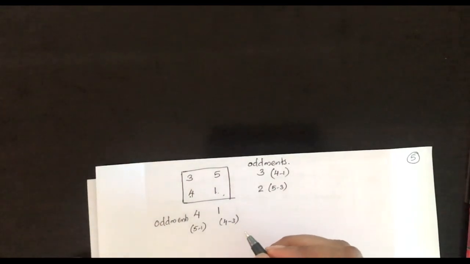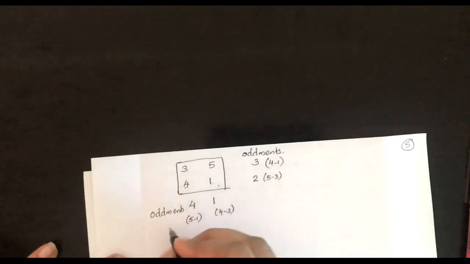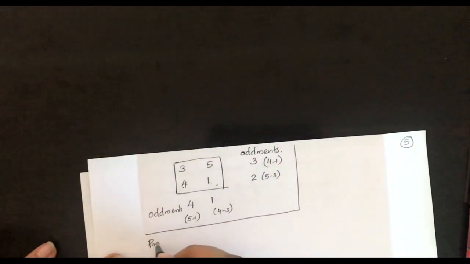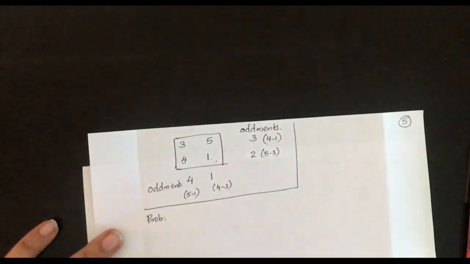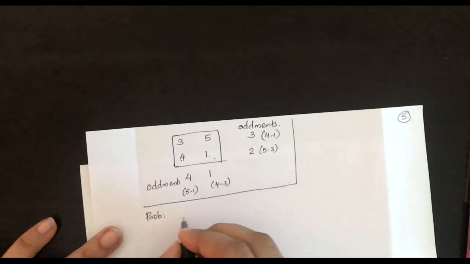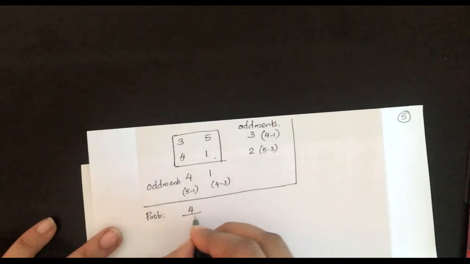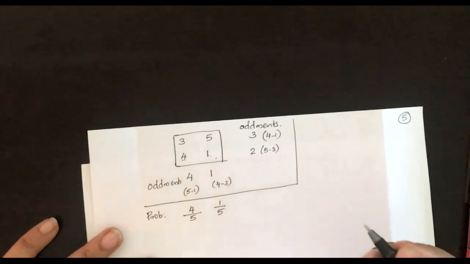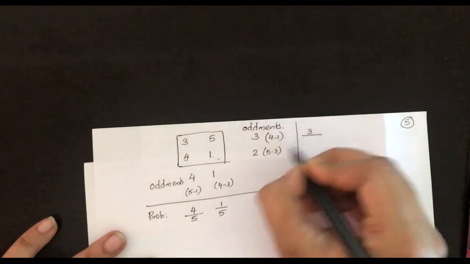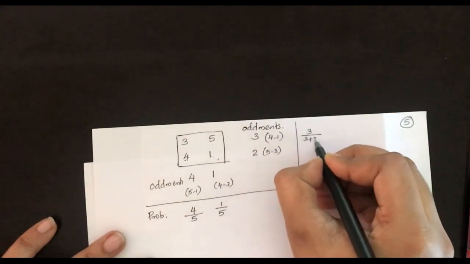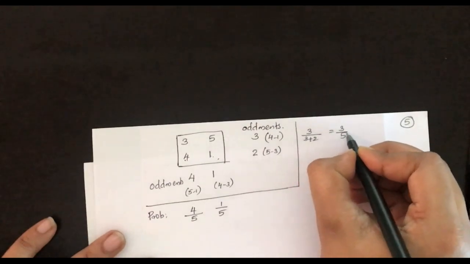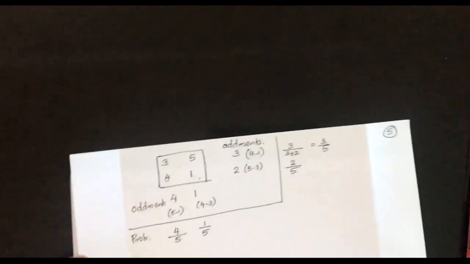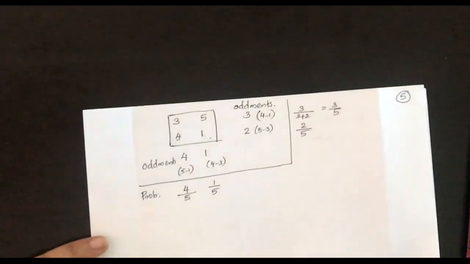Next we need to find out the probability. How will you find the probability? 4 divided by 4 plus 1, 5. 4 divided by 5. Here 1 divided by 5. Here 3 divided by 3 plus 2, that is 3 by 5. Here 2 by 5. Now for the value of the game, we need to use any one equation.